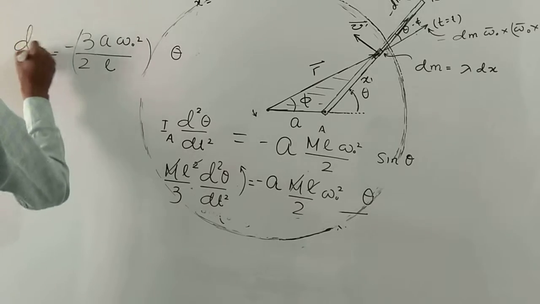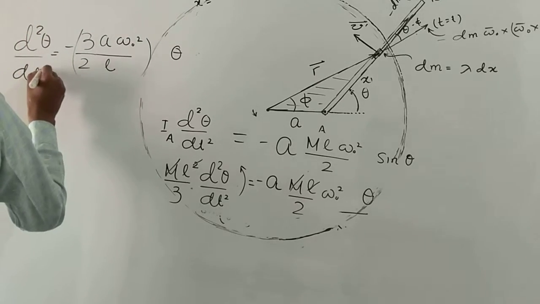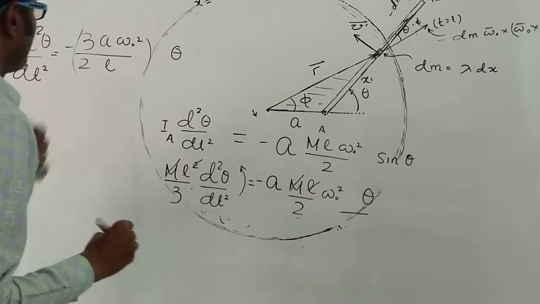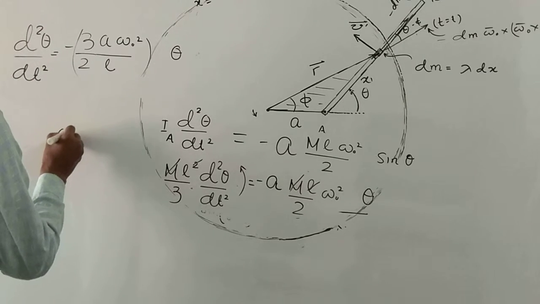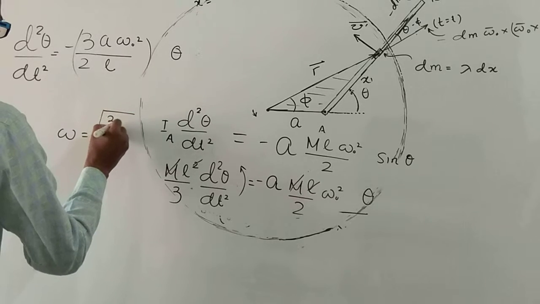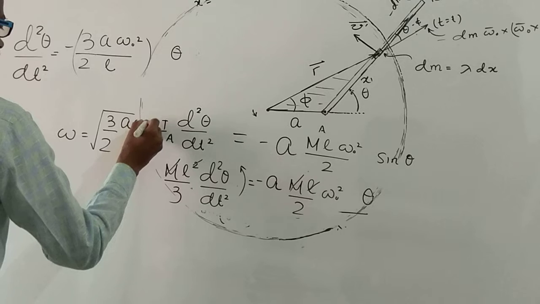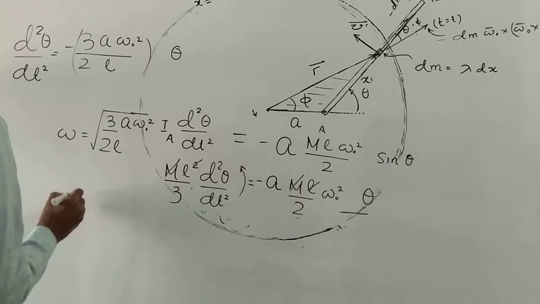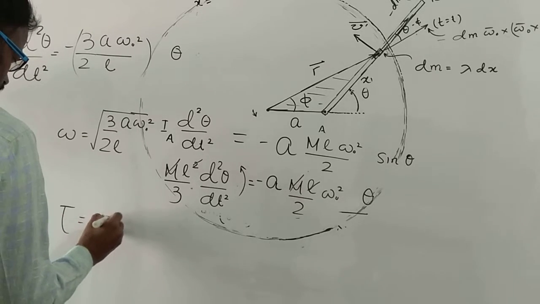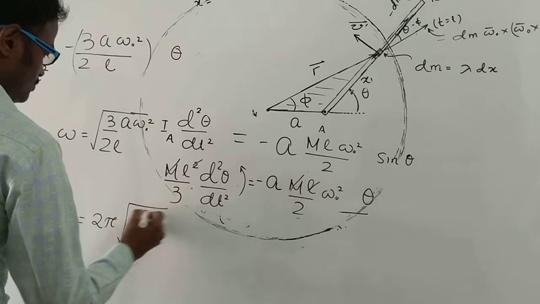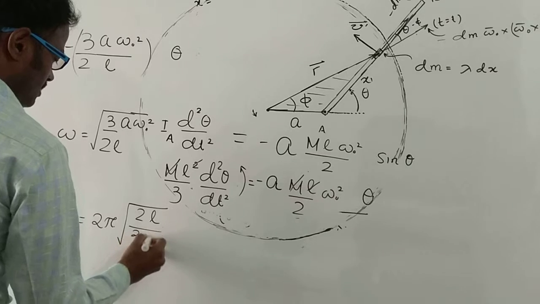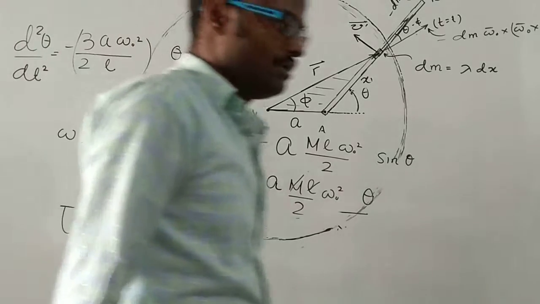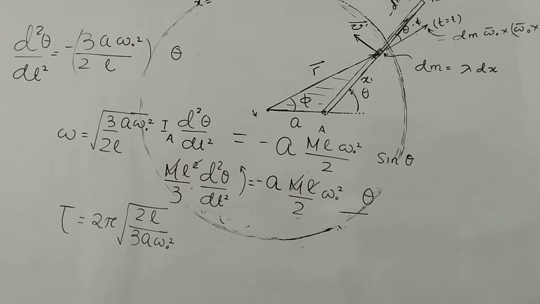Clearly this is an oscillation of the rod in a simple harmonic manner if theta is very small, of angular frequency omega, under root of 3 by 2. Actually we have to find the angular frequency. Obviously the time period of oscillation is nothing but 2 pi by omega, meaning 2 L by 3a omega square naught. This is the time period of oscillation. It is a very simple problem.